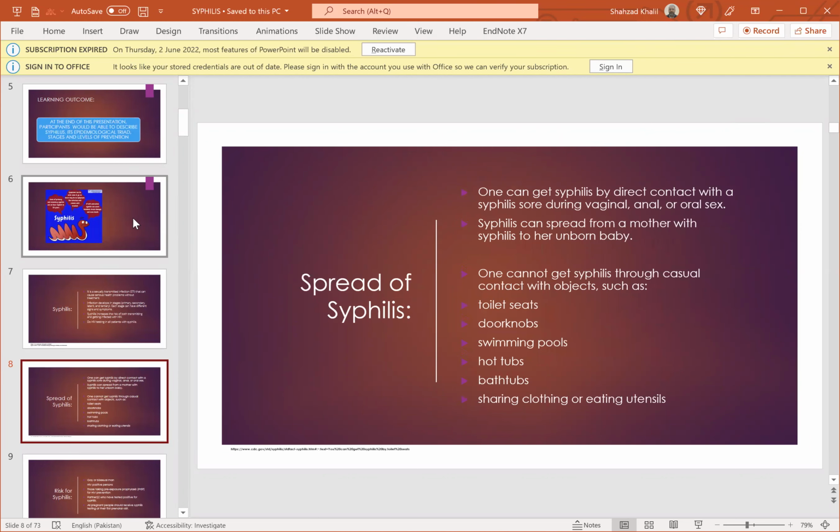Spread of syphilis. One can get syphilis by direct contact with a syphilis sore during vaginal, anal, or oral sex. Syphilis can spread from a mother with syphilis to her unborn baby. One cannot get syphilis through casual contact with objects such as toilet seats, doorknobs, swimming pools, hot tubs, bathtubs, sharing clothes, or eating utensils.